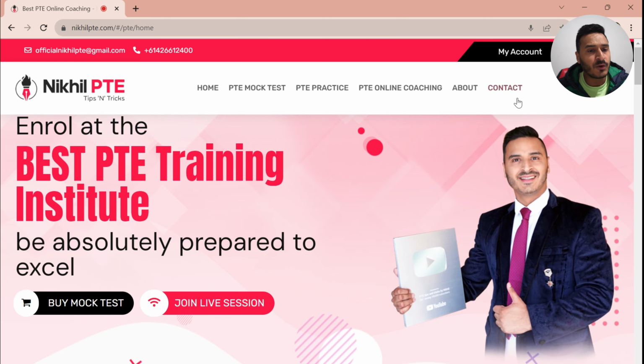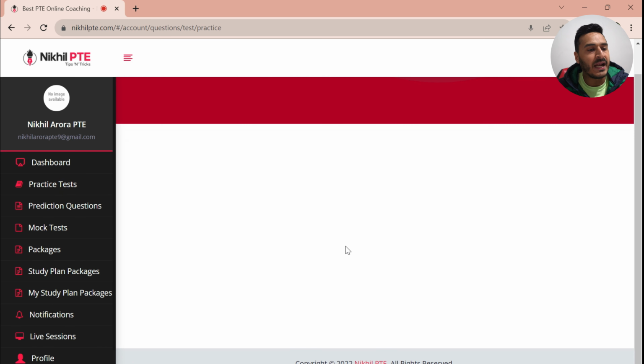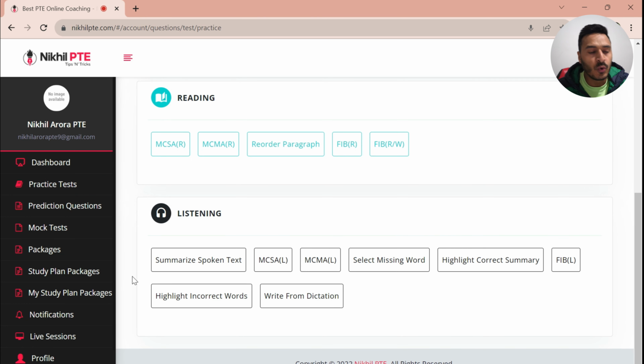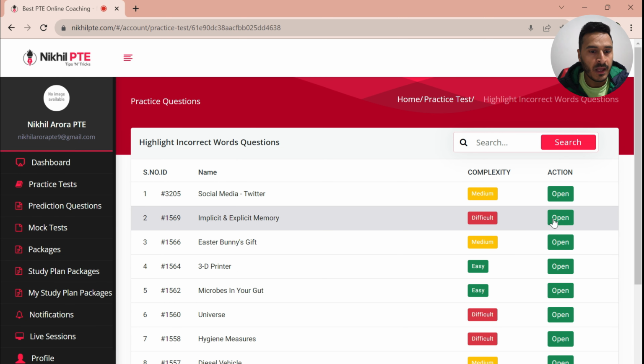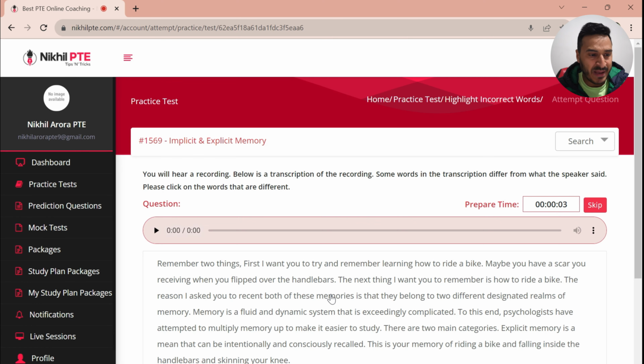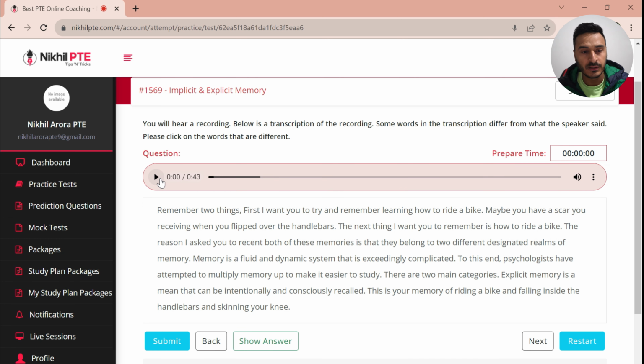So guys, let's start our today's session without wasting any time. So our topic is highlight incorrect word. Firstly, first tip, you have to move your cursor as per speaker's voice. Here you will get a passage, but the speaker will speak some incorrect words in this passage. You just have to click on a particular word or incorrect word, which means, in other words, we can say you just have to find out the speaker's mistakes.